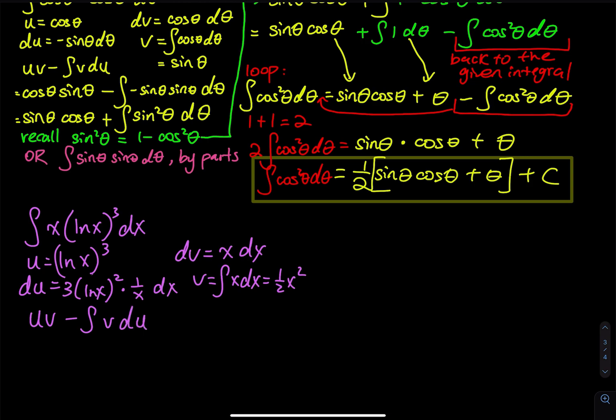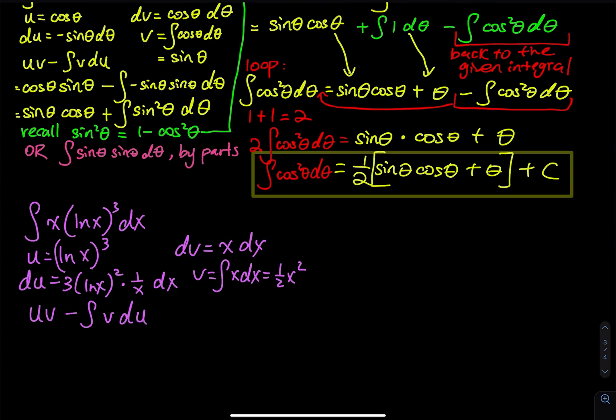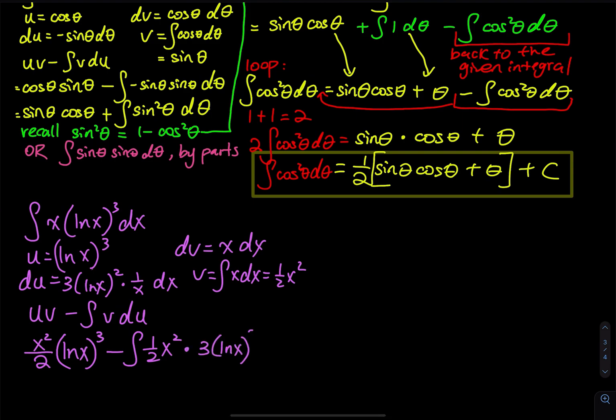So you have your uv. That means you have your x squared divided by 2, right? You have your ln x to the third power. This is your uv. And then minus the integral of v, that is 1/2 x squared, and then the du has a lot of stuff. So 3 and then ln x squared times 1 over x dx.